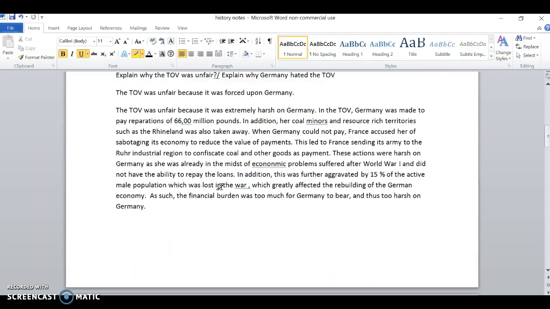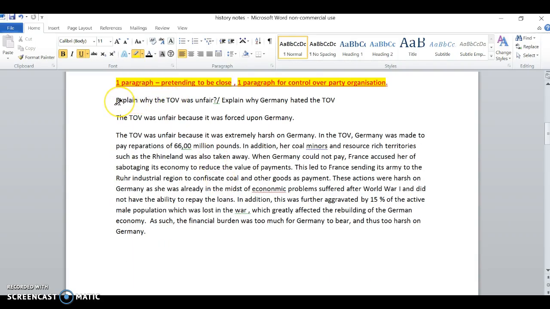Now for chapter 1, there's the TOV. They can ask you why was the TOV unfair, or explain why Germany hated the TOV.